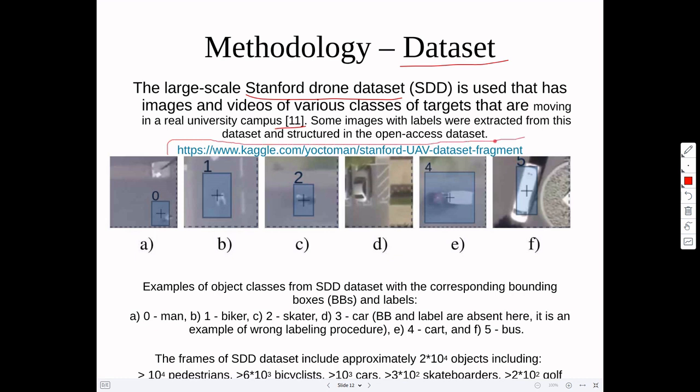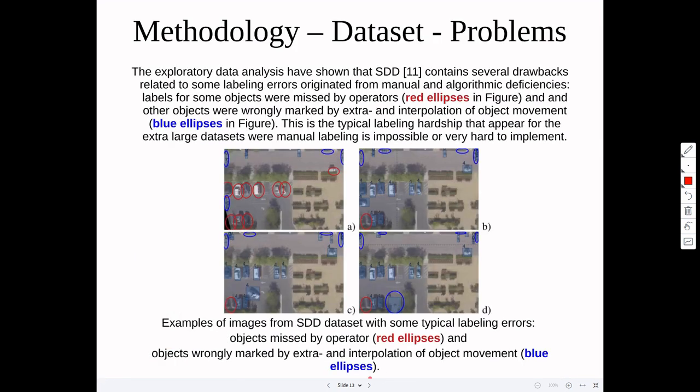We created a derived version of this dataset with some images. Some examples of these images are presented here. For example, you can see the man object, biker object, skater, car, cart, and bus, with some drawbacks which are evident here. For example, this bounding box does not cover the whole person, this bounding box also does not cover the whole area of the bus, and so on. This is additional, unnecessary background. This car is not bounded at all. It all creates an impression of how bad the dataset can be.